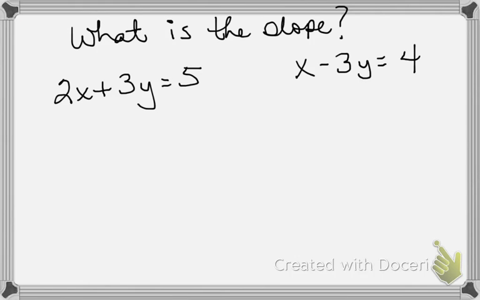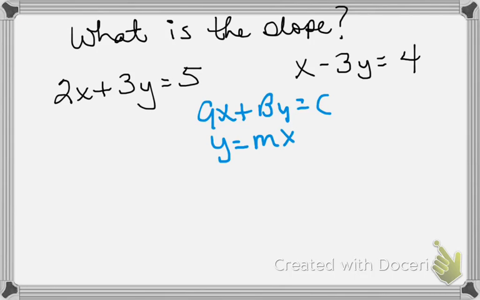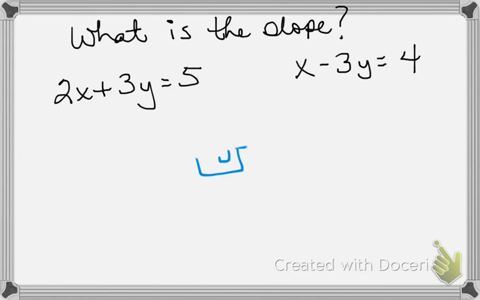Now, here's one that we have in standard form. Standard form is when you have ax plus by equals c. And we want to change it into the y equals mx plus b form. So we want to move things so that y is all by itself. So we're going to solve for y. So I want to get y by itself.